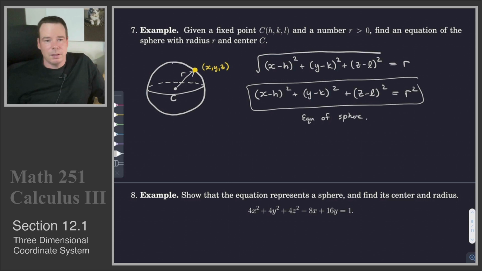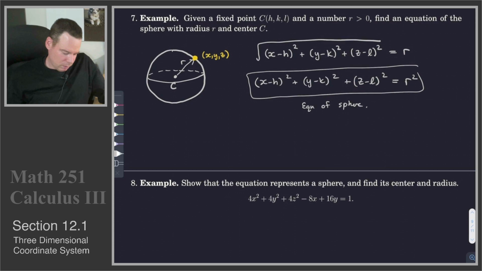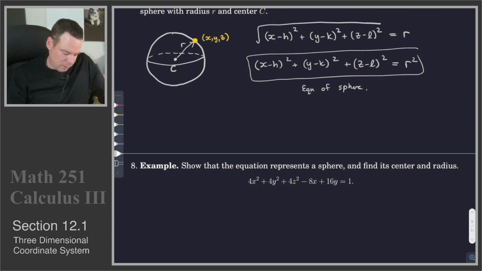So very nice. It's an analog of the equation of a circle. The equation of a circle was basically just x minus h squared plus y minus k squared is equal to r squared. Now we've got the equation of a sphere, and it was just directly coming from the distance formula. So again, this is the equation of a sphere, and there are a few things we can read off of this, with center h, k, l, and radius r.